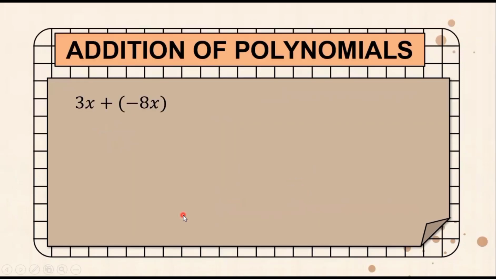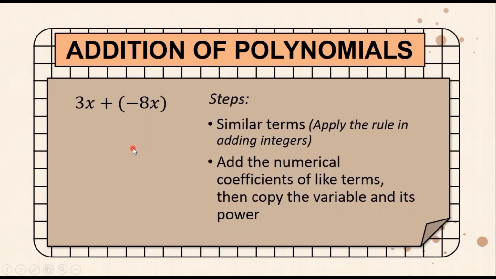Another one, we have 3x plus the quantity negative 8x. So we still follow the same steps. We identify whether the expressions that you are going to add are similar terms. So as we can see, 3x and negative 8x are similar terms. Why? Because the terms contain the same variable having the same power.